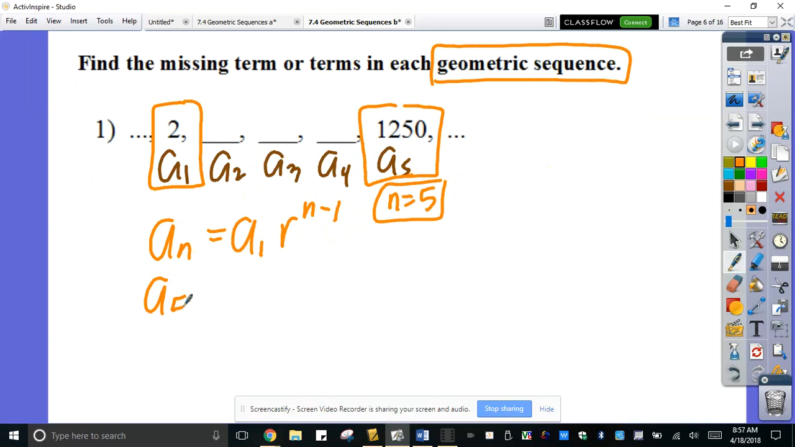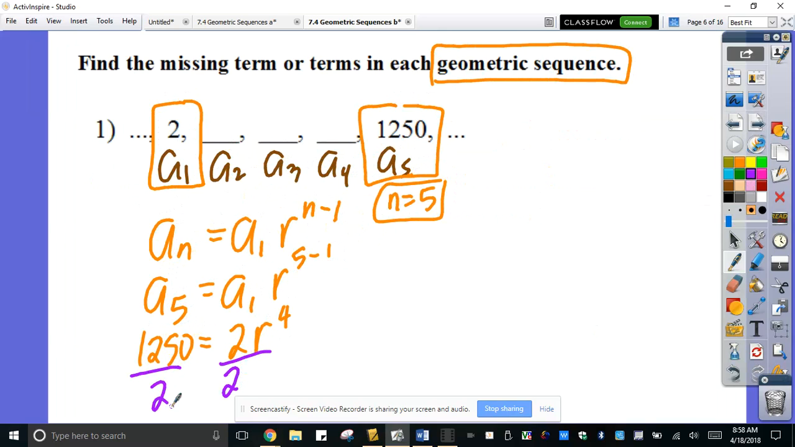So I'm going to put here a sub 5 is equal to a sub 1 r to the 5 minus 1. My a sub 5 is 1250. My first term is 2. 5 minus 1 is 4, so r to the fourth power. Basically, we're trying to solve for the common ratio and then find the missing terms from there. How do we solve for r here? We're going to divide both sides by 2. 1250 divided by 2, I want to say 625, but I might be wrong. 1250 divided by 2 is 625, I'm right. 625 is equal to r to the fourth.